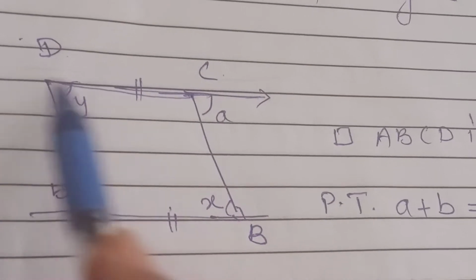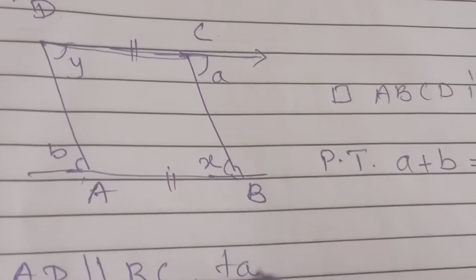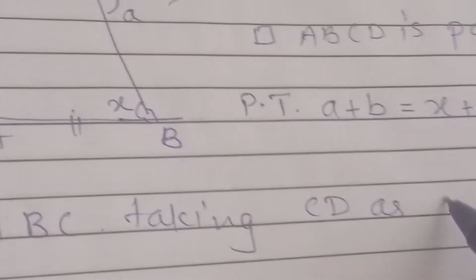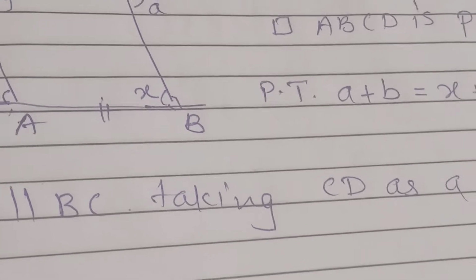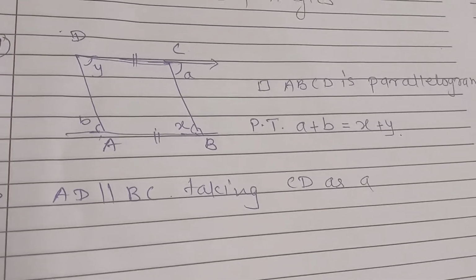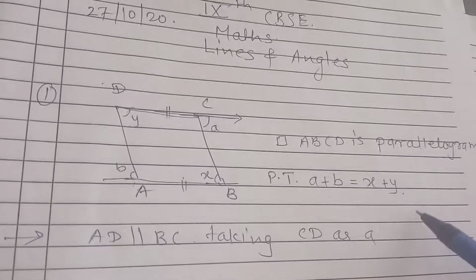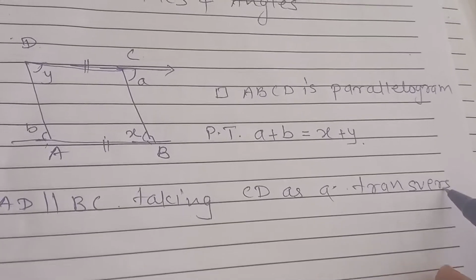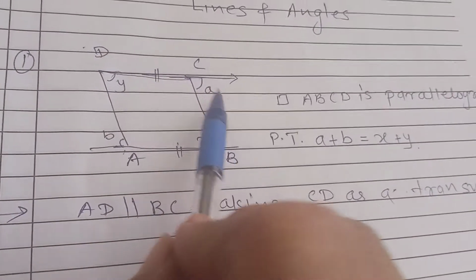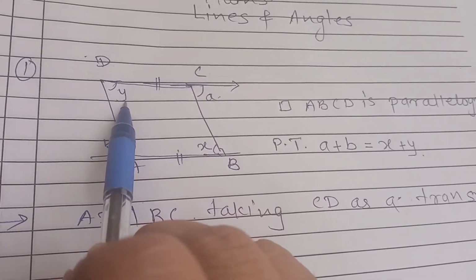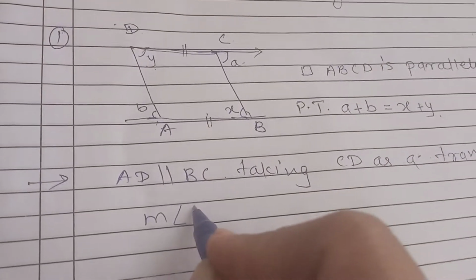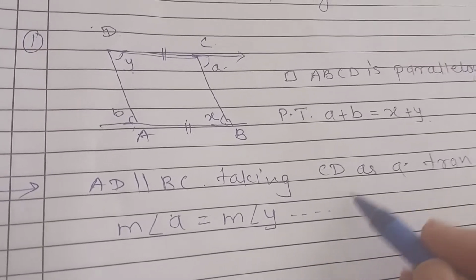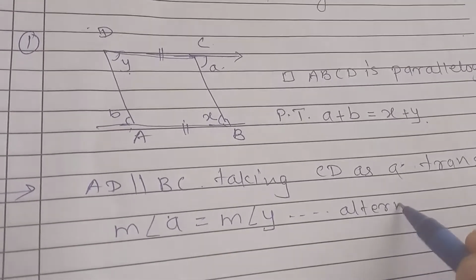If we consider CD as a transversal, then measure of angle A is equal to measure of angle Y. Why are they equal? Because they are alternate angles.